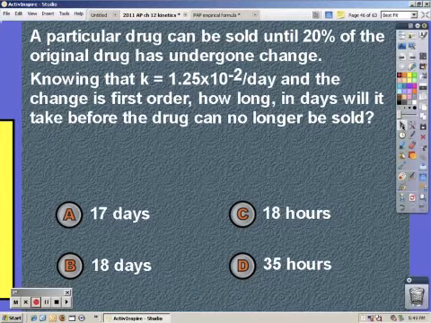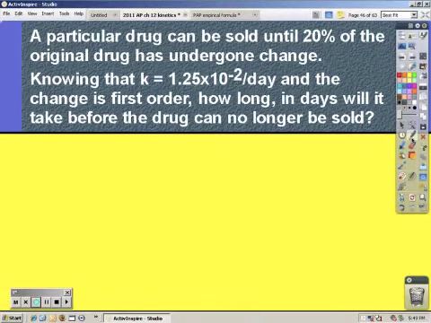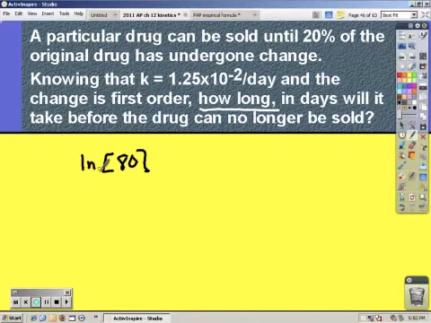Alright, so we know that it's integrated because we have time and percentages. It tells us that it's first order. Again, even if they didn't, k is over days, so that's first order. We're trying to find out how long, so we're looking for time. It says 20% of the drug has remained unchanged. Or sorry, 20% of the drug has undergone change. So that leaves us 80% that is unchanged.